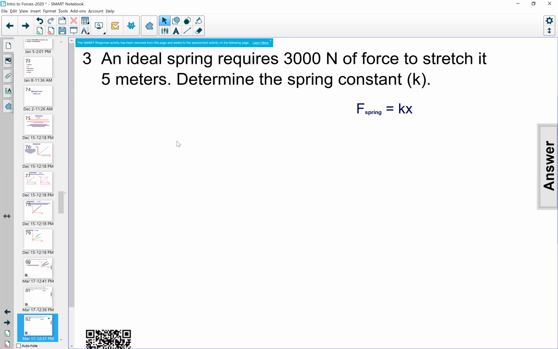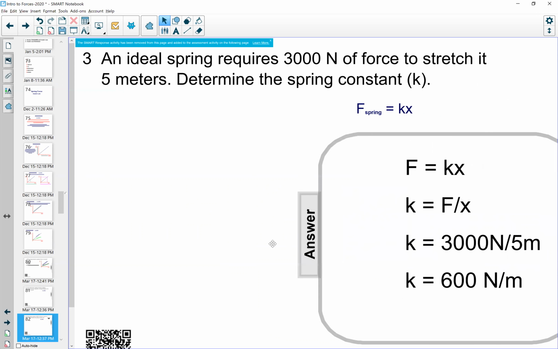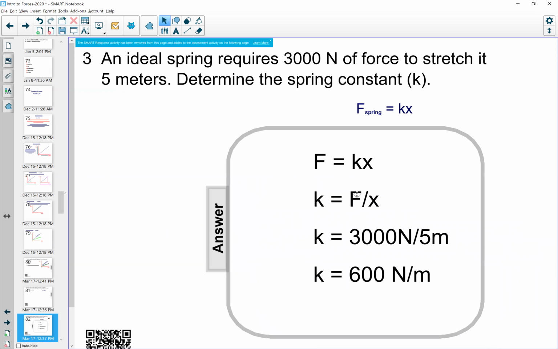Yeah. All right, it looks like you guys are coming up with the correct answer here. We're calculating K. K would be the force divided by the displacement. So our 3,000 Newtons divided by 5 meters gives us a K value of 600 Newtons per meter.